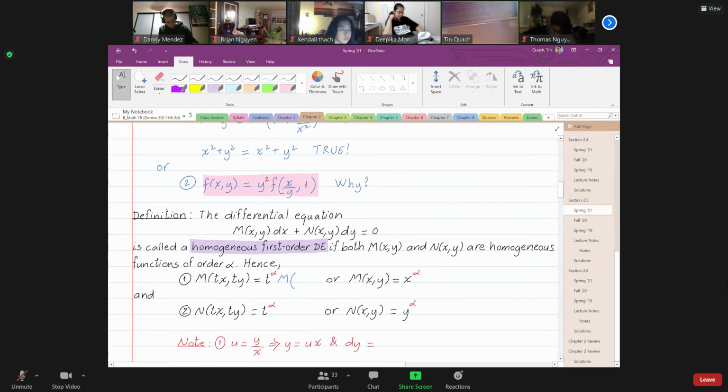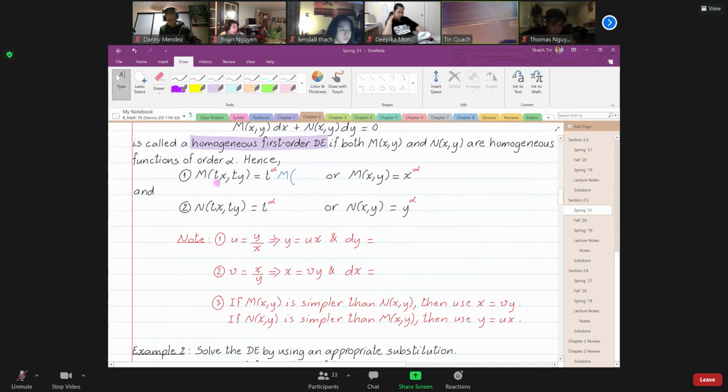So let's see if you can tell me what we have here. This is a homogeneous equation of order alpha, so we factor out t to the alpha. We divide this one by t and this one by t. So what do we have? M of x and y.